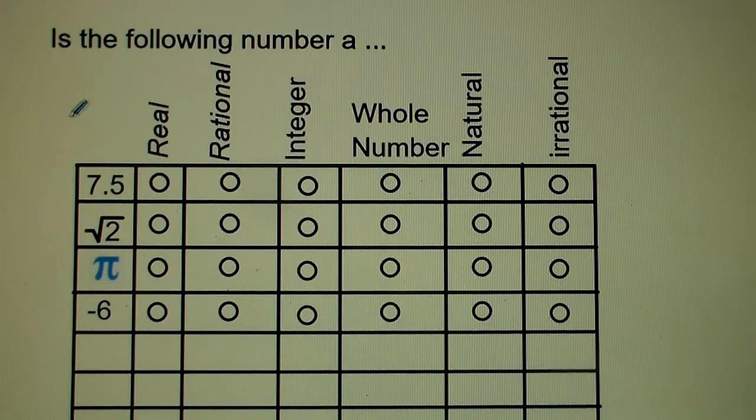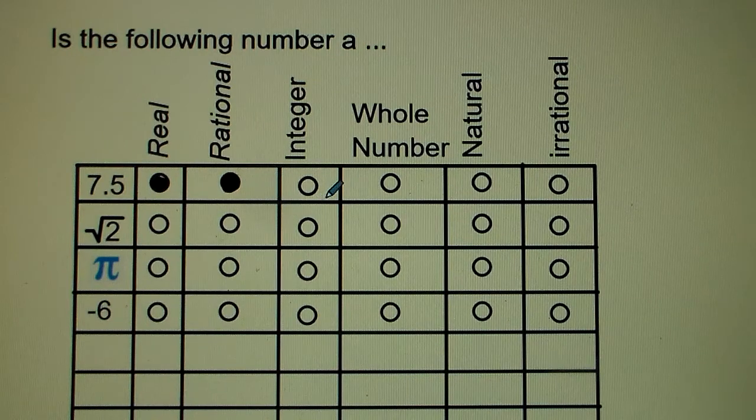Alright, since we talked about the few, let's practice a few, identifying them. This is a little table, a little chart, and all we're going to be doing is filling in the bubbles to identify if it is in that category. So let's focus on the number 7.5. Well, is 7.5 a real number? You bet, it's a real, so we click on that dot. Is it a rational number? Yep, it is rational.